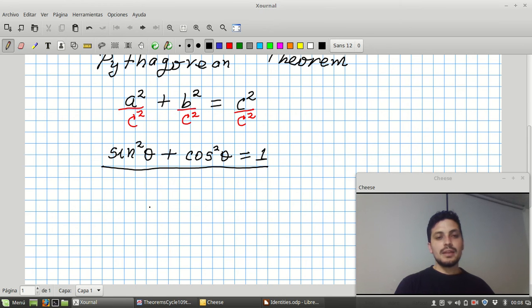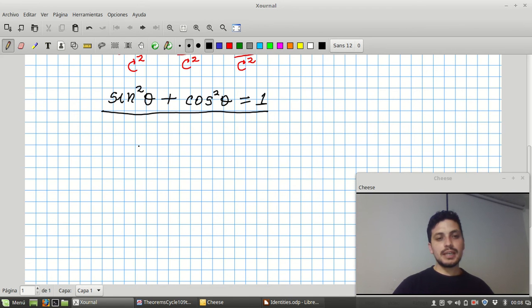Okay? Now what's going to happen if I start with the same Pythagorean theorem, a squared plus b squared equals c squared, and instead of dividing by c squared, I divide everything by a squared, what's going to happen?